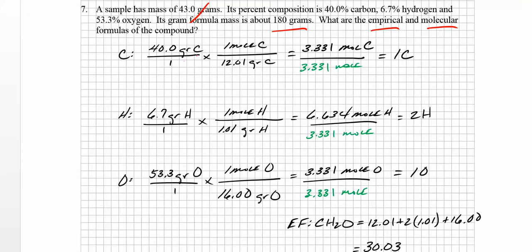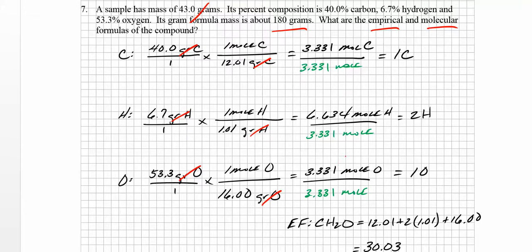So I'm going to say 40 grams of carbon, 6.7 grams of hydrogen, and 53.3 grams of oxygen, respectively, times... I'm going to convert to moles. 1 mole of carbon, 12.01 grams of carbon. So these are going to cancel, just like that. 1 mole of hydrogen, 1.01 grams of hydrogen. This is going to cancel with this, and finally, this is going to cancel with this. So now I convert to moles, but look at the numbers that I get: 3.331, 6.634, and 3.331. Ugly numbers, certainly not simple whole number ratios, right?